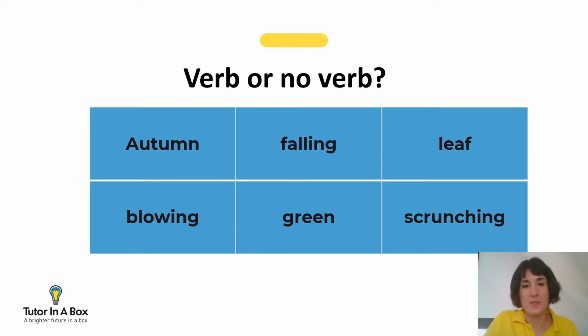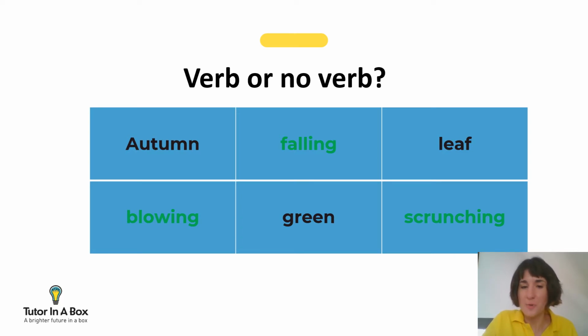Have a look at these ones here. So we've got the words autumn, falling, leaf, blowing, green, and scrunching. Which of these do you think are verbs? Pause the video and have a think. Okay, so let's have a look at which of these are verbs.